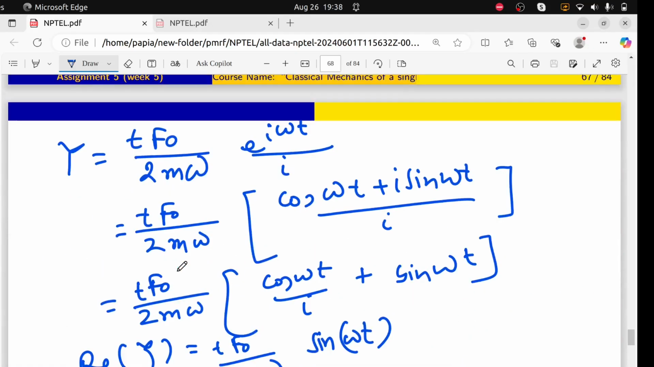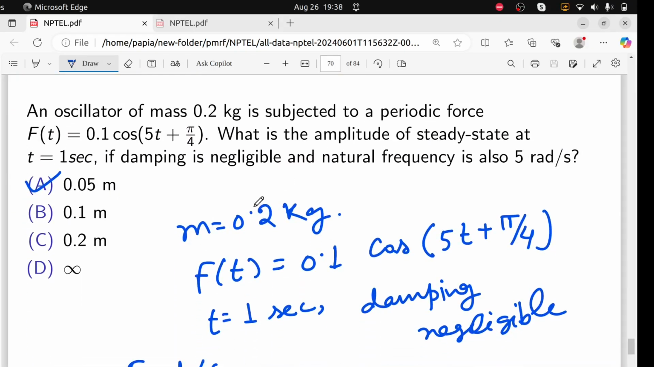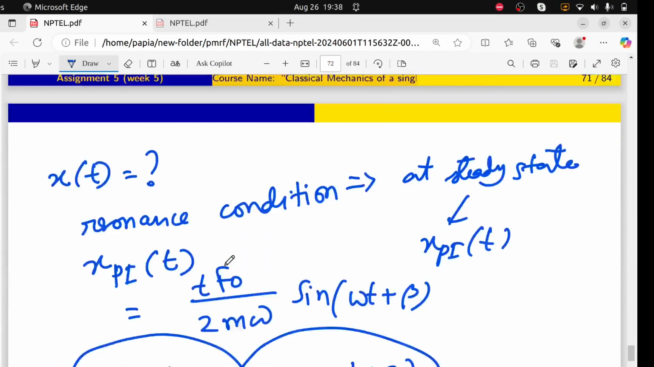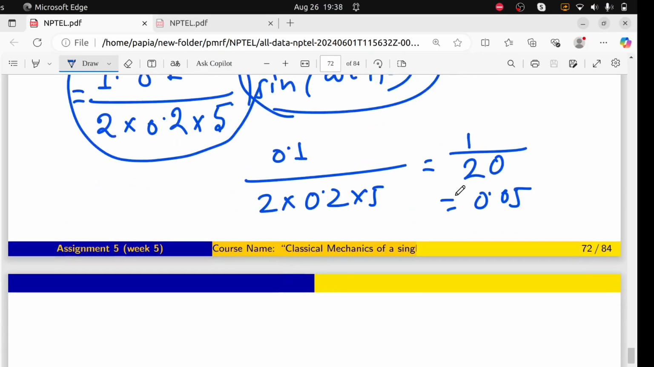Now we just calculated these things. And for the question number 9, this is also similar, that if the damping is negligible and natural frequency is also 5 radian per second, then what will be the steady state amplitude? So the condition is that one, and this is the amplitude part. So we have written that amplitude part here. This is the x PI solution, x PI(t). So then if I write here, then we will get the answer as 0.05.